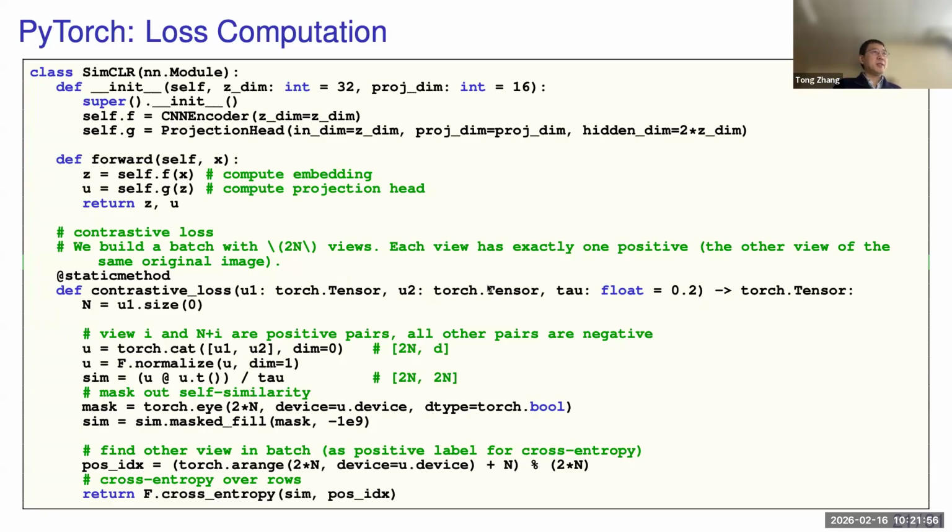The original batch size of n now becomes 2n. You concatenate these two views. And then this is a 2n by 2n symmetric matrix. So first you normalize, basically so that each vector has 2-norm equal to 1. And then you do the dot product, which gives essentially a 2n by 2n matrix.